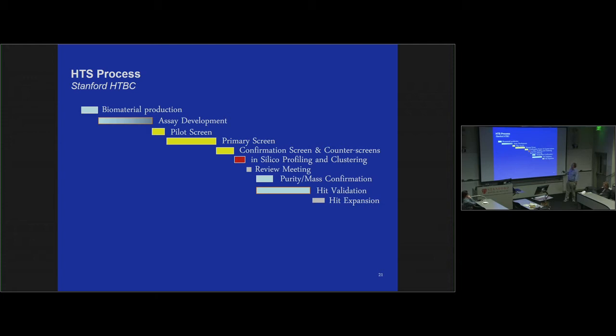Hit validation is those secondary assays. And hit expansion is something the chemists do. They help find similar structures for you to look at. Eventually you need to synthesize things, but often initially you can order things.